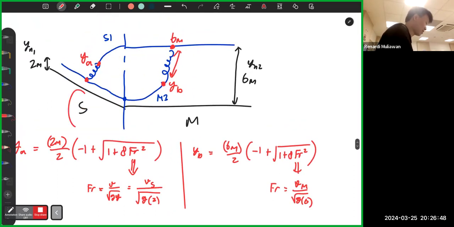Because this happens at the steep slope, so use the velocity of the steep slope. Well, this happens at the mild slope, so you use the velocity of the mild slope.